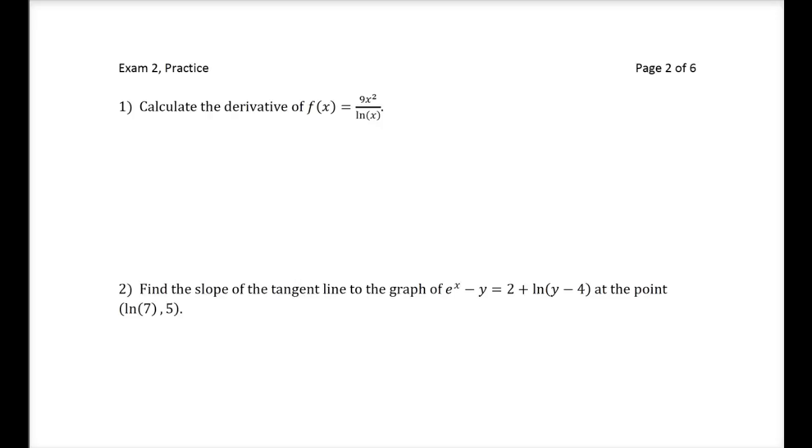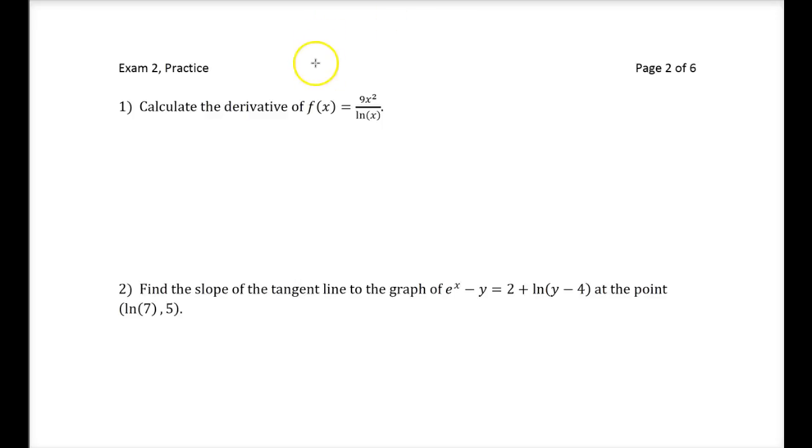So the first problem that we have here is we want to calculate the derivative of 9x squared divided by natural log of x. And so in looking at this, we see that we have 9x squared in the numerator, natural log of x in the denominator. So we will be doing the quotient rule to do this.